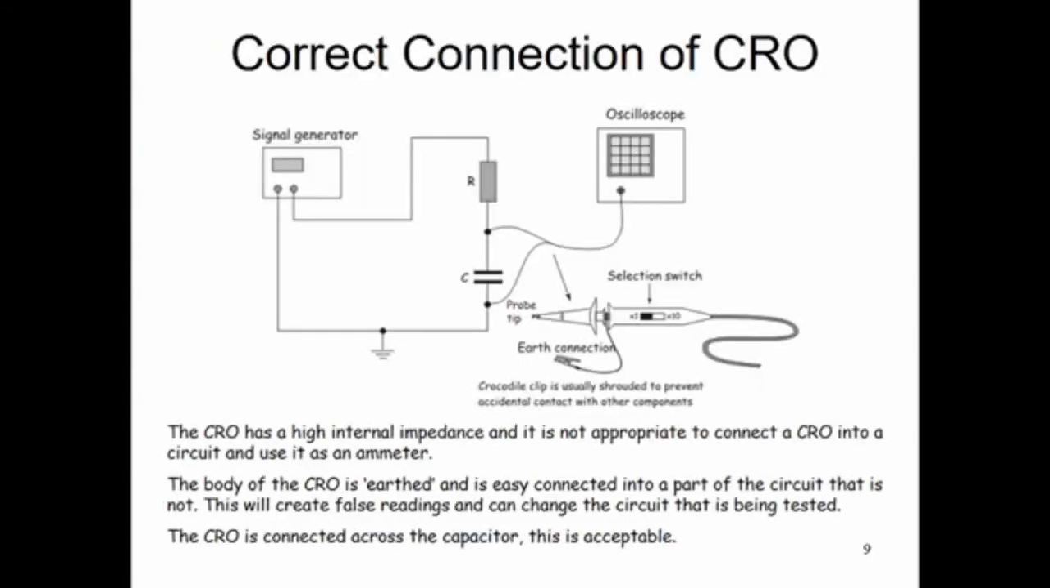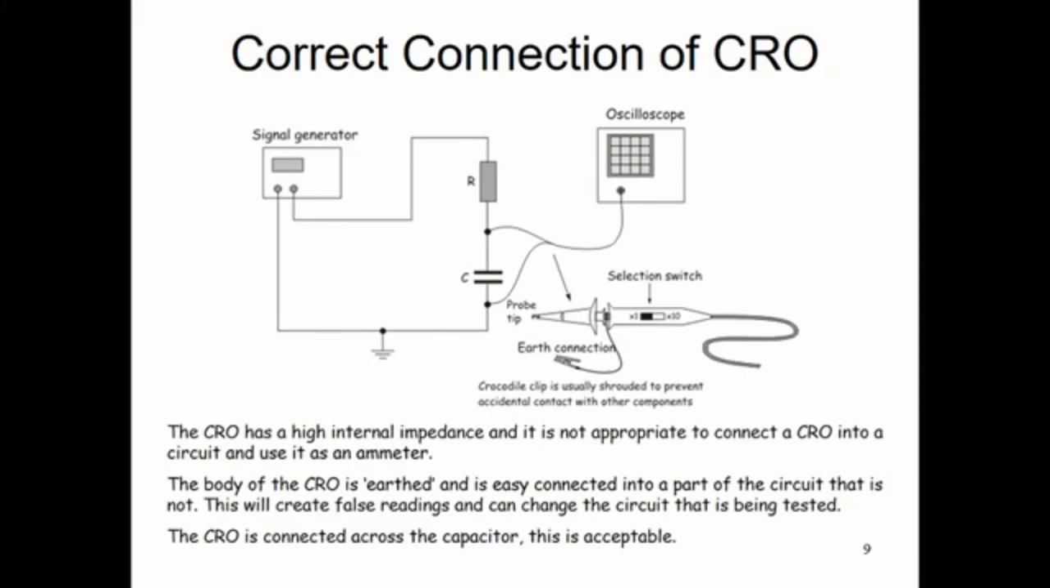Now, there is a correct way of connecting an oscilloscope, and there is a wrong way of connecting it. The CRO itself has a high internal impedance, and it's not appropriate to connect the CRO into a circuit and use it as an emitter. You can't really use this as an emitter. You can only use it as a voltmeter and measure voltage and the frequencies. The body of the CRO is earth, so it's very easy to connect that to a part of the circuit that is not earth. This will create false readings and can change the circuit that is being tested.